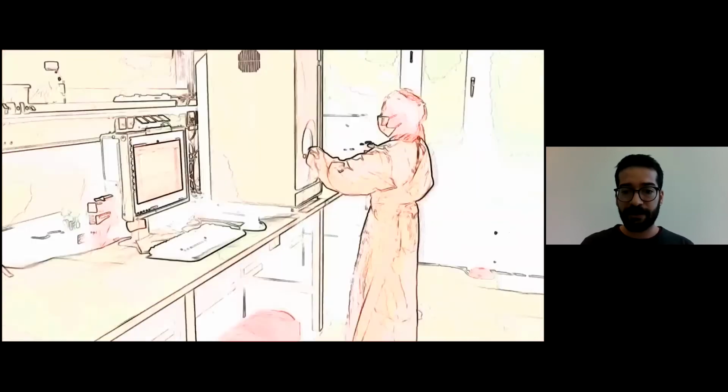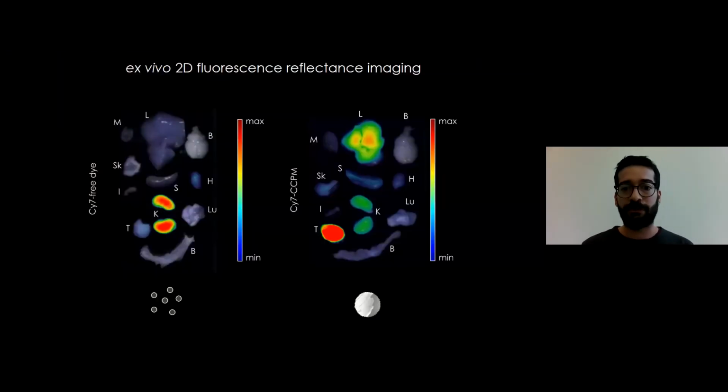We insert everything in a 2D fluorescence reflectance imaging scanner, and we generate the following images. You can see on the left side how the free dye looks. We see a lot of accumulation in the kidneys. This is how small molecules typically behave. And then on the right side, we see how the nanoparticle behaves. It targets the liver, but above everything, it targets the tumor. Very high quality of targeting that confirms what we observed in vivo.